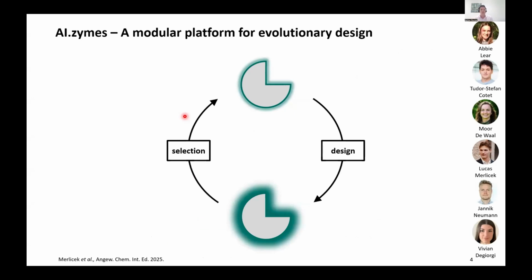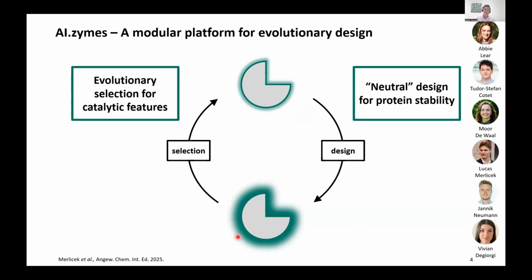AI.zymes is a very modular platform in which we're trying to integrate a range of different protein engineering algorithms. And the fundamental idea of AI.zymes is that we would like to do evolutionary design. So we run rounds of computational design and then selection for variants that have the catalytic properties that we think are important, beneficial for catalysis.